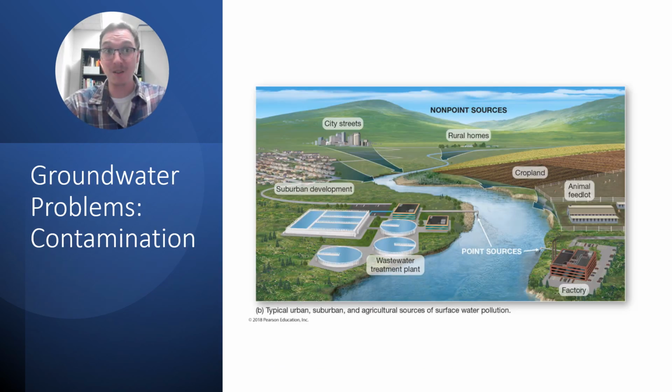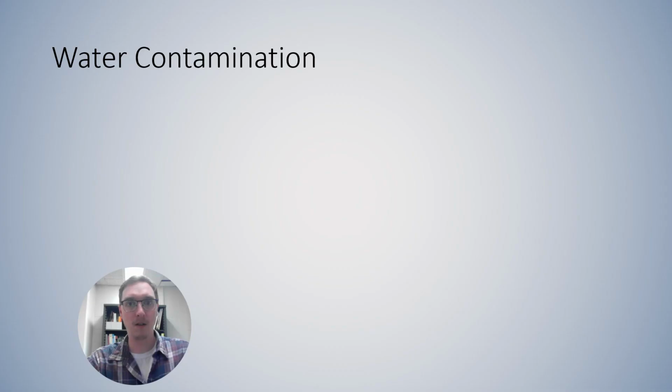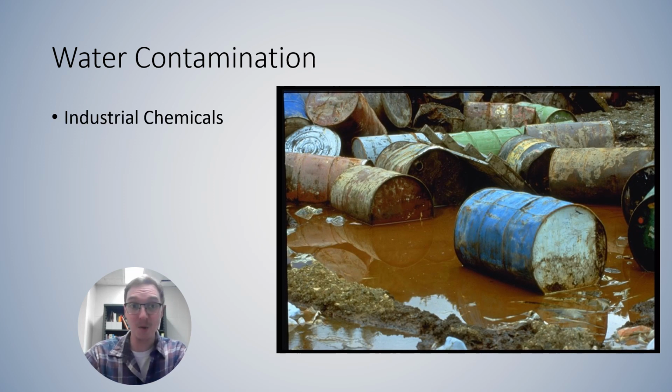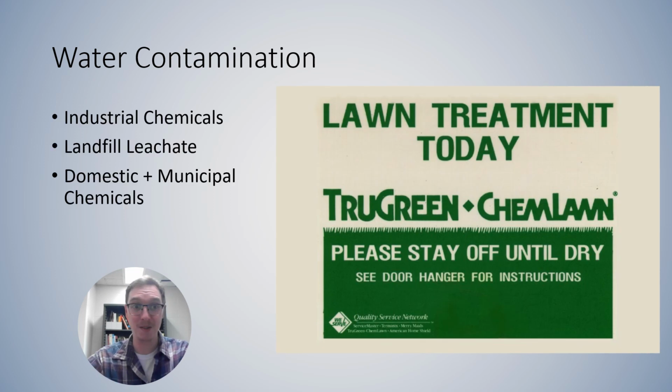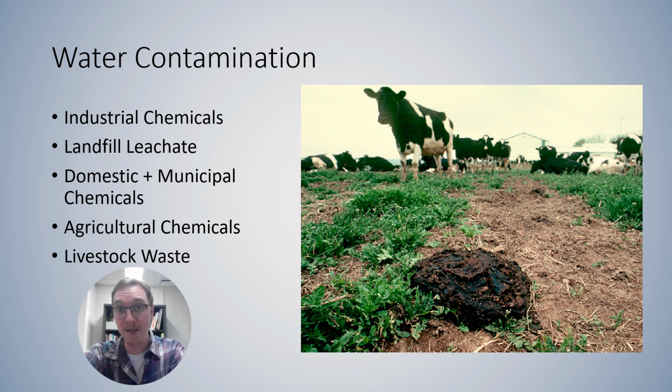One of the next problems is groundwater contamination. Here we see a series of non-point source and point source pollution. Things like city streets, suburban development, wastewater treatment, factories, animal feedlots, cropland, and rural homes all add pollution into our water supply, which obviously through the hydrologic cycle gets into our groundwater supply as well. Things like industrial chemicals, landfill leachates, domestic and municipal chemicals, agricultural chemicals, and livestock waste all contribute to groundwater contamination.